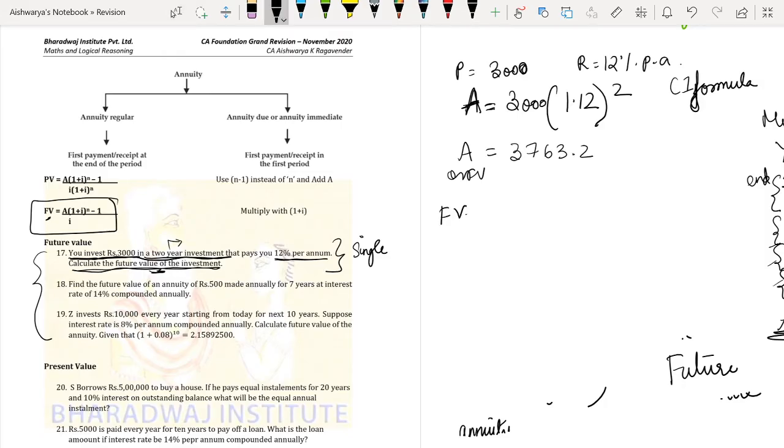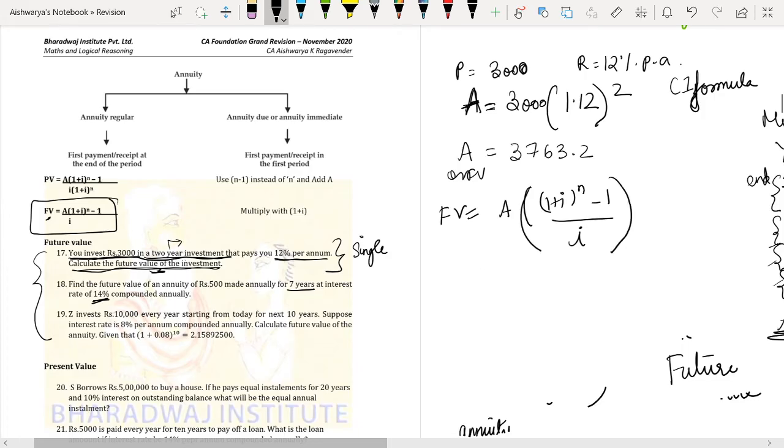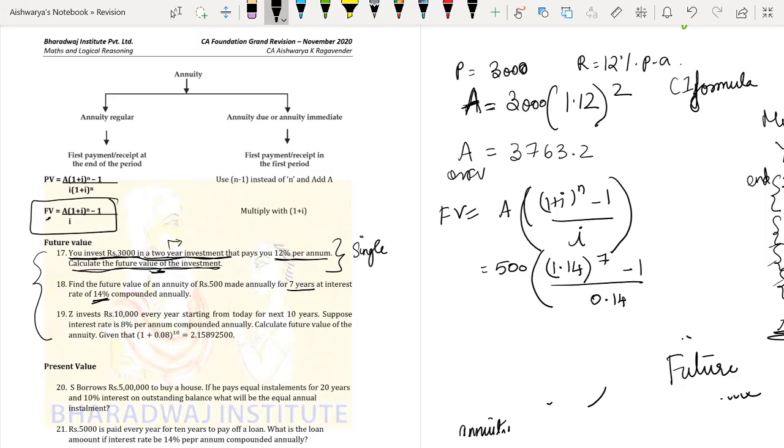Future value is equal to, and again, they've given you the years, they've given you the rate also. So future value is equal to A into 1 plus I the whole power n minus 1 divided by I. Future value is nothing but A is 500 into within bracket 1 plus I is 1.14 whole power n, n is 7 minus 1 divided by 0.14.